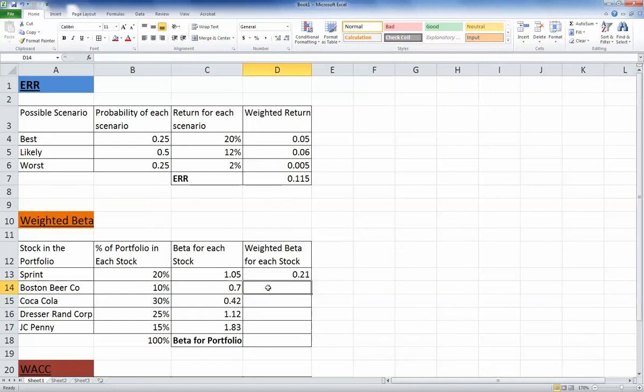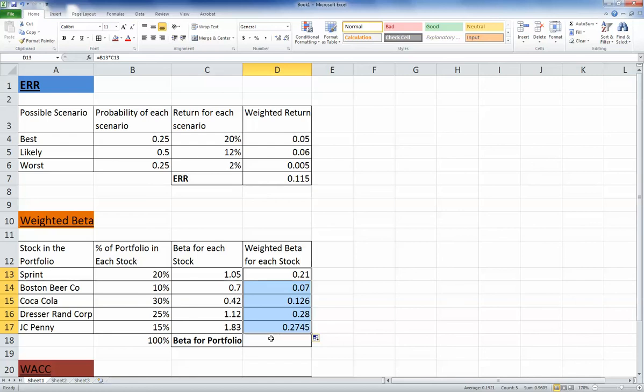Okay. Boston Beer, do the same thing. You take the percentage of portfolio in each stock, so the 10% times 0.7. Okay. And we do the same for Coca-Cola, Dresser Rand, and JCPenney. So I'm just going to pull those down for you. Okay. So Coca-Cola had a weighted beta for the stock of 0.126, Dresser Rand was 0.28, and JCPenney was 0.27. Okay.